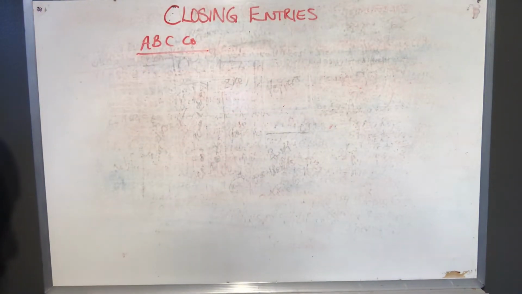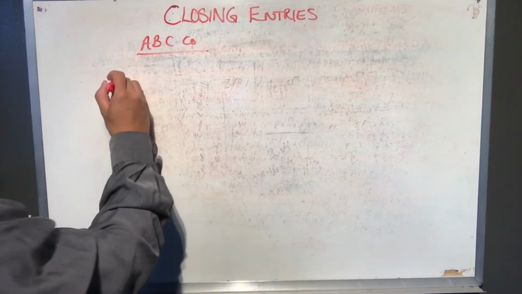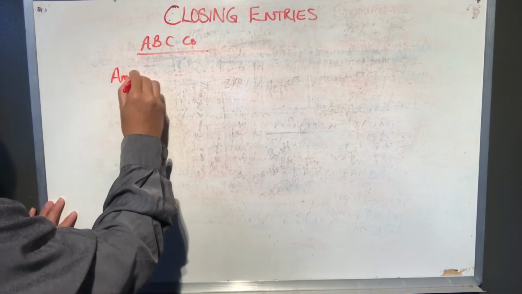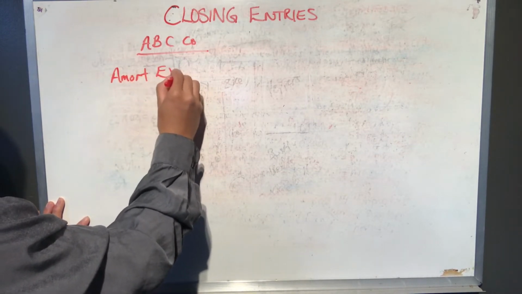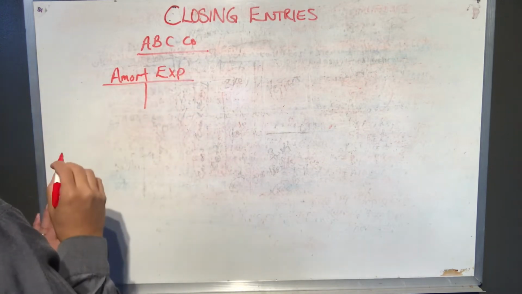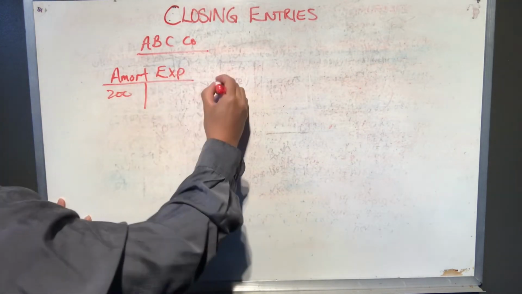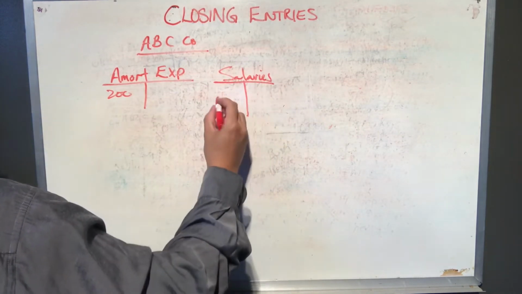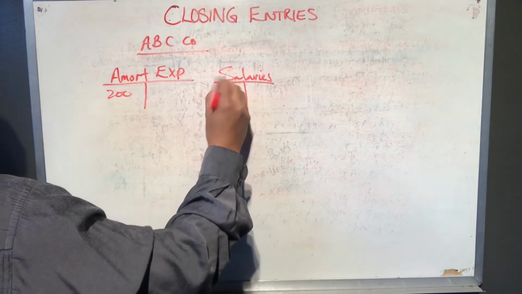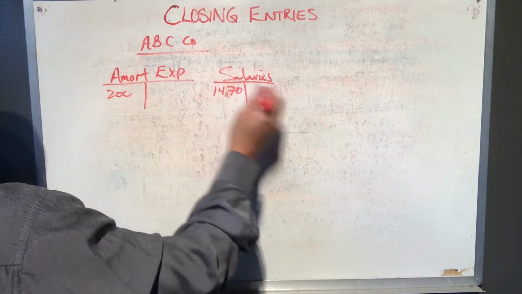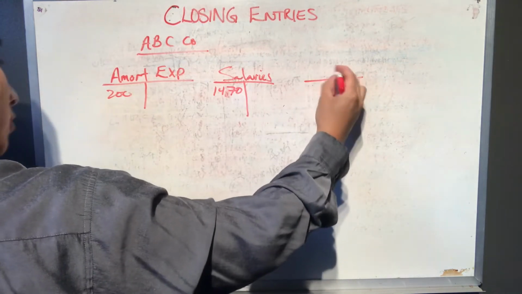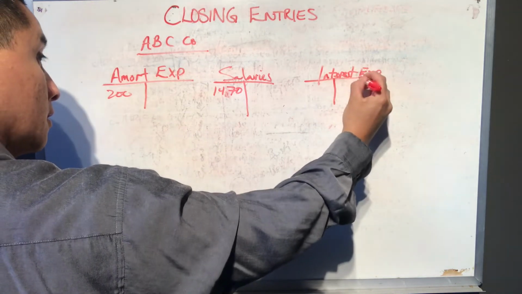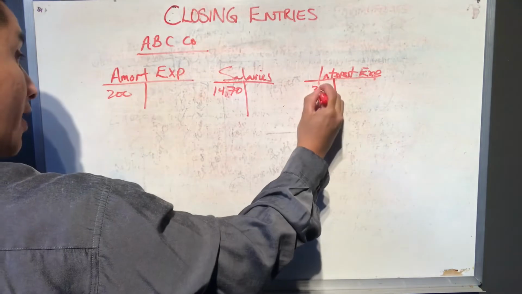Now step 2, let's say for example for ABC company that we have a series of expenses. So let's say that we have an amortization expense account there, and let's say that we know that it has $200 in there. Salaries expense is going to be approximately $1470. We know that we have another account for interest expense, and that's going to have a debit balance of $35.